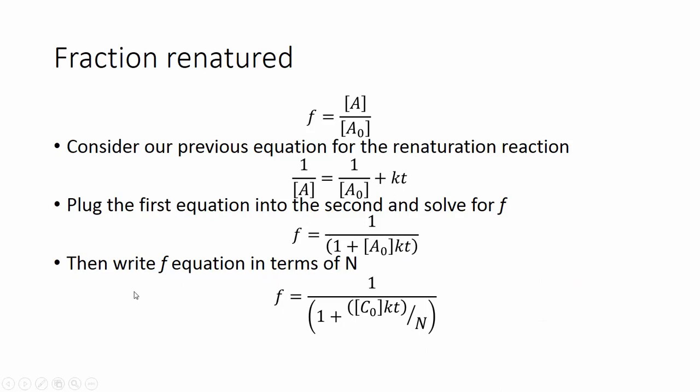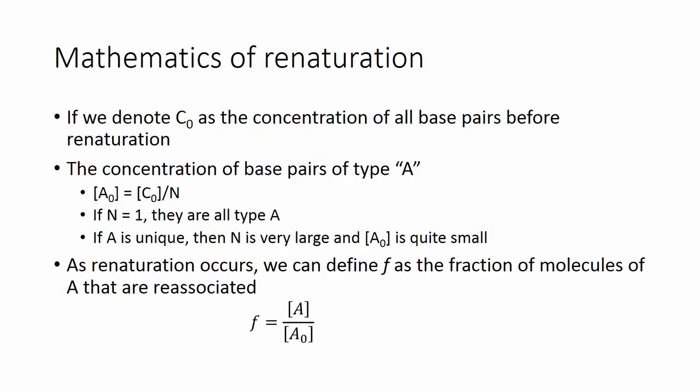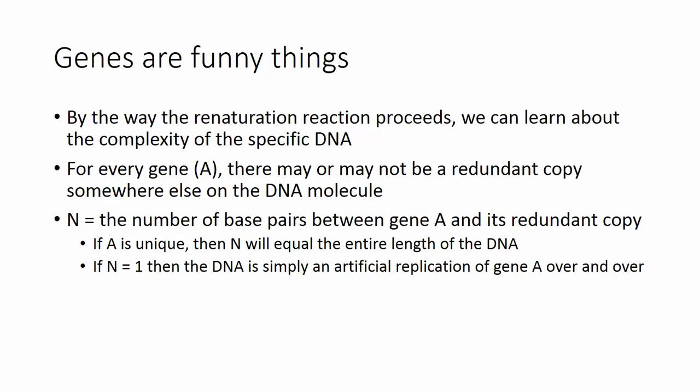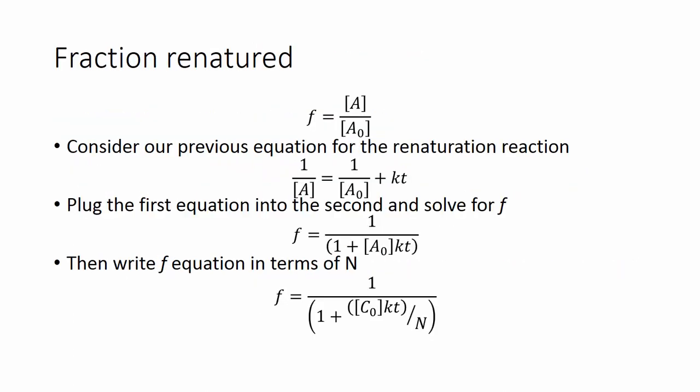And then we want to write the F equation in terms of N. And if you recall what N is, the number of base pairs between gene A, whatever gene A is, and its redundant copy. So if we put our F equation in terms of N, we end up with F equals 1 divided by 1 plus the initial concentration multiplied by kt divided by N.